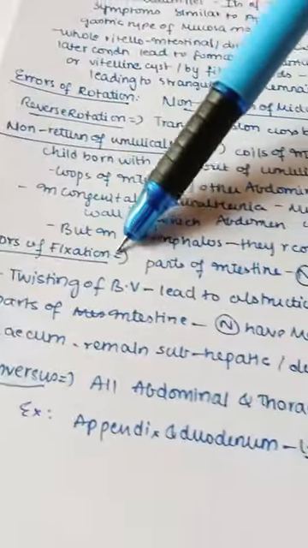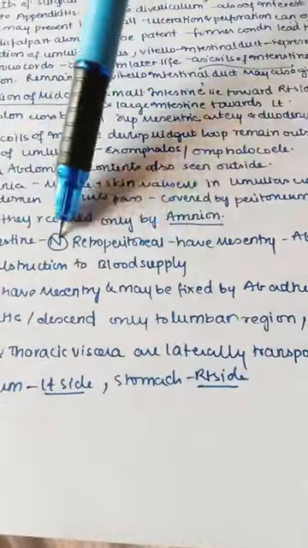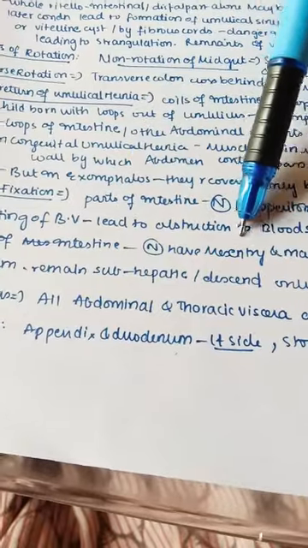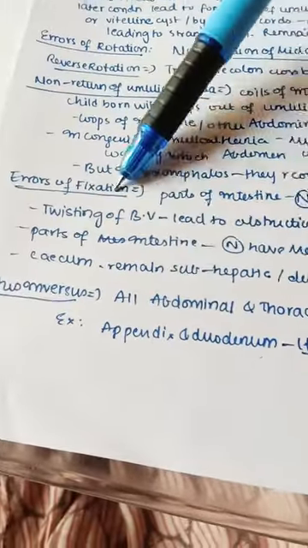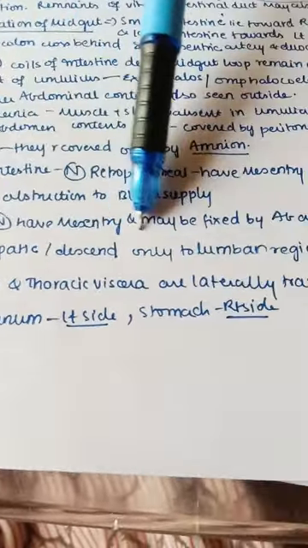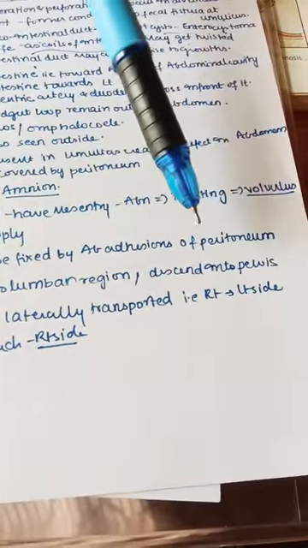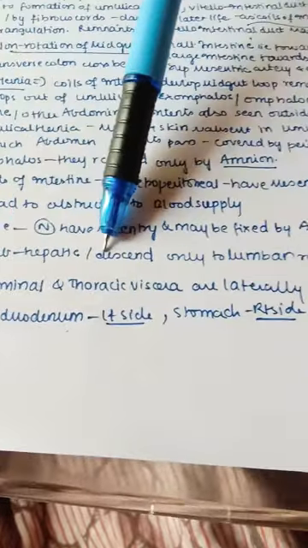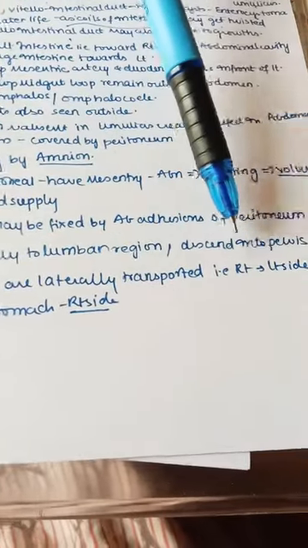And next, errors of fixation. The parts of the intestine that are normally retroperitoneal may have a mesentery and abnormal twisting, which is called volvulus, and the twisting of blood vessels leads to obstruction of the blood supply. And the parts of the intestine which normally have a mesentery may be fixed by abnormal adhesions of peritoneum.